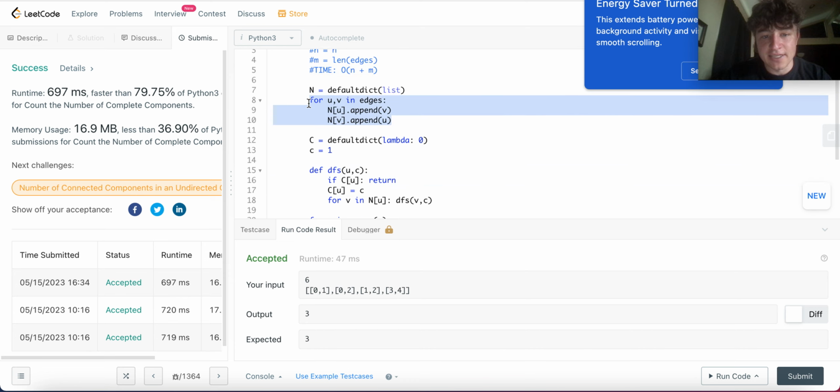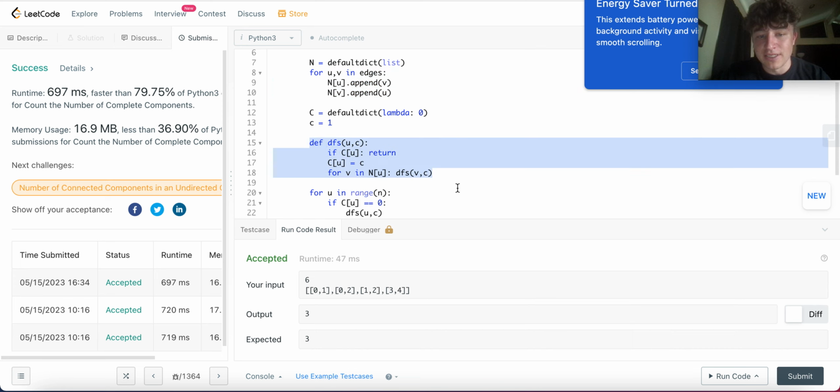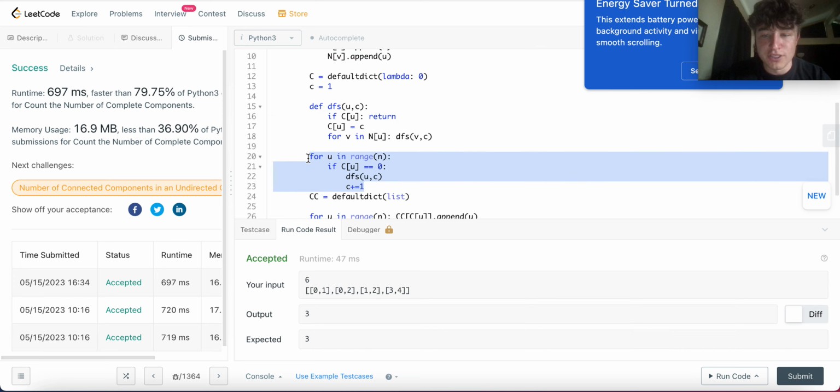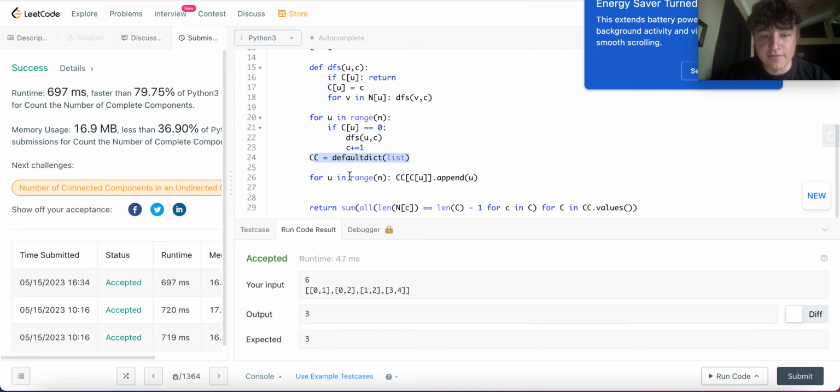So I add all the edges, that takes m time. I look at all the nodes, that takes n plus m time. I look at all the nodes here, n time. I create this default list. I figured out all the connected components. There could be at most n connected components, if all the nodes are just by themselves and there are no edges. And then I just look at each connected component and determine the length. This takes constant time to find the length, that's just a saved value. We make a comparison to length of C, a saved value.